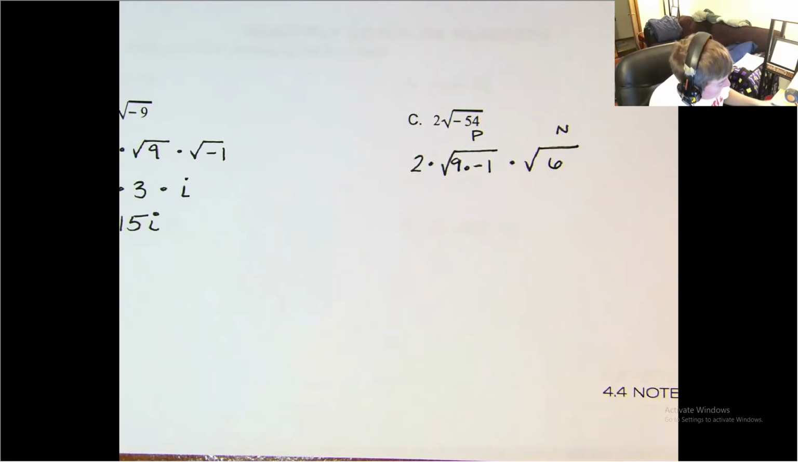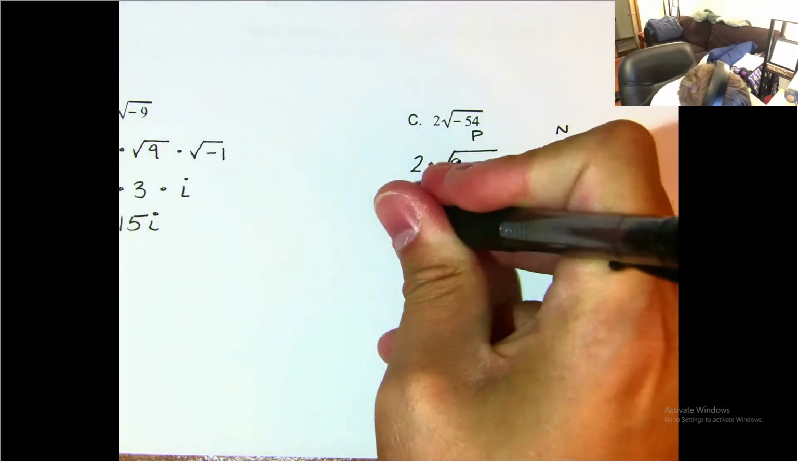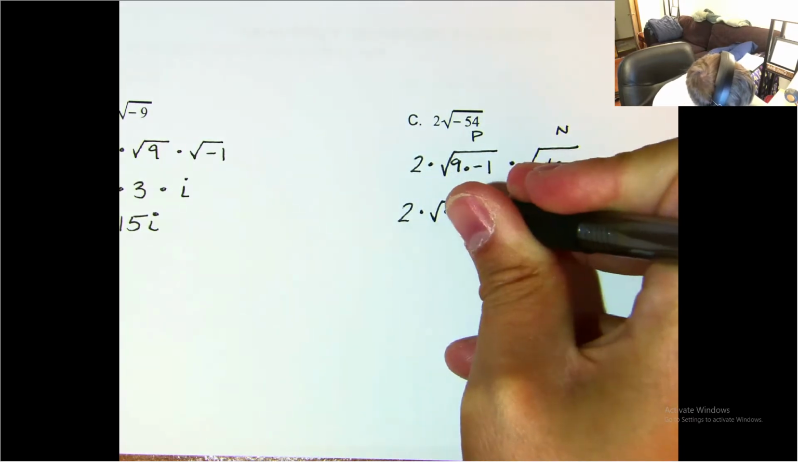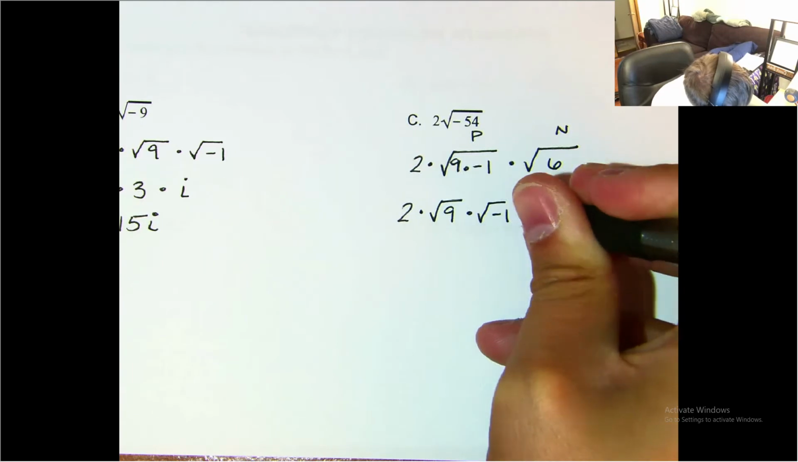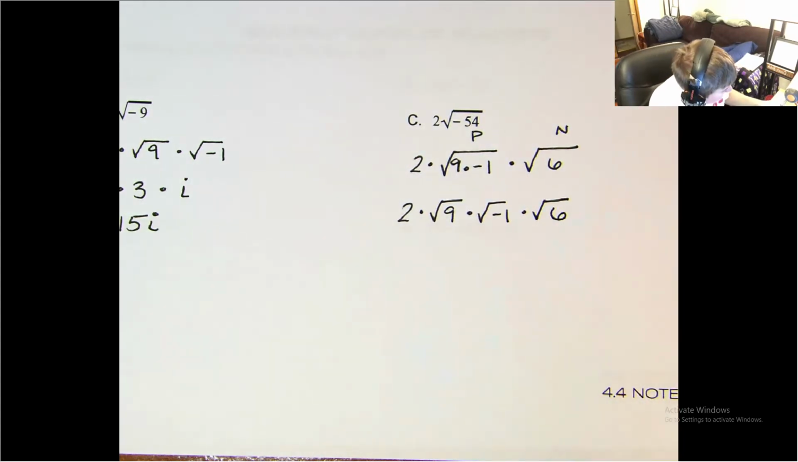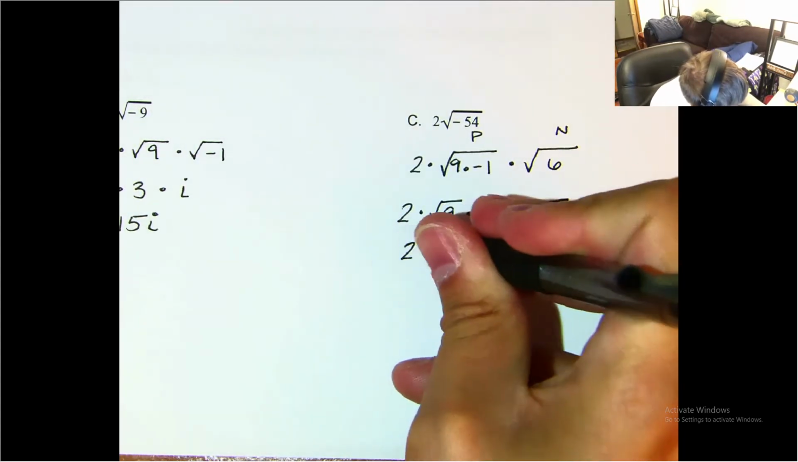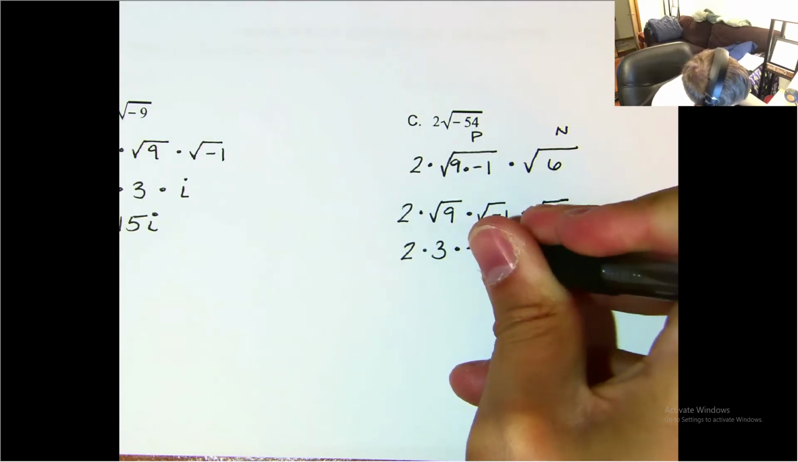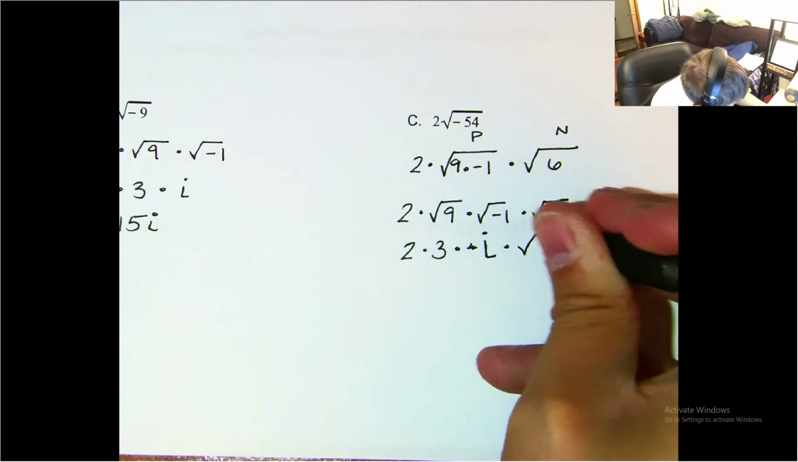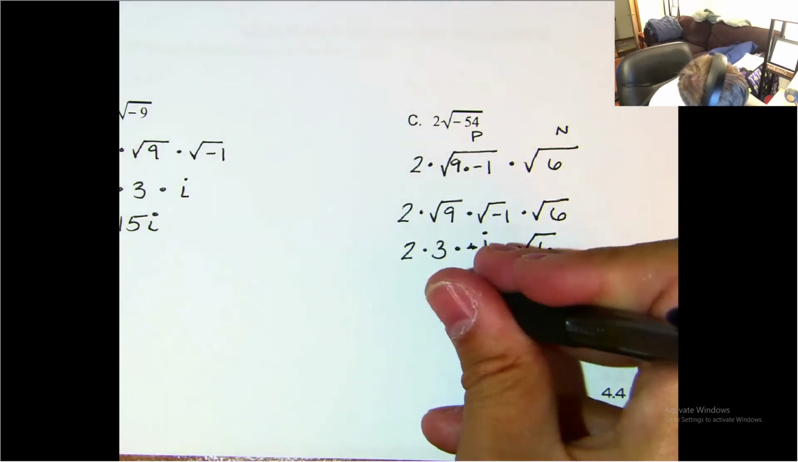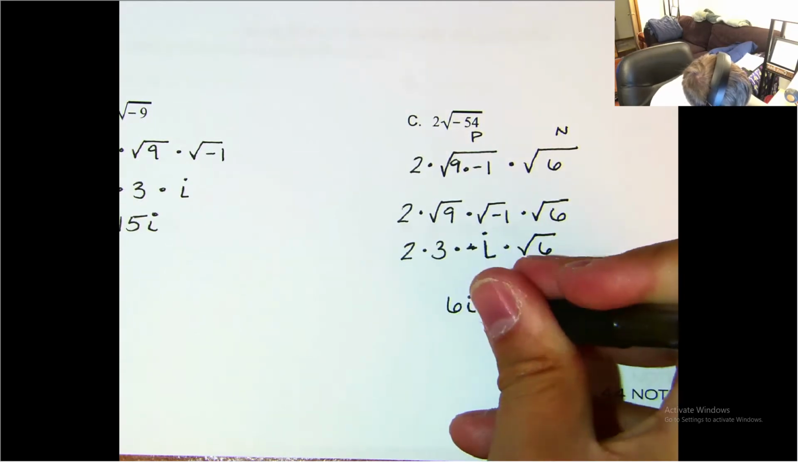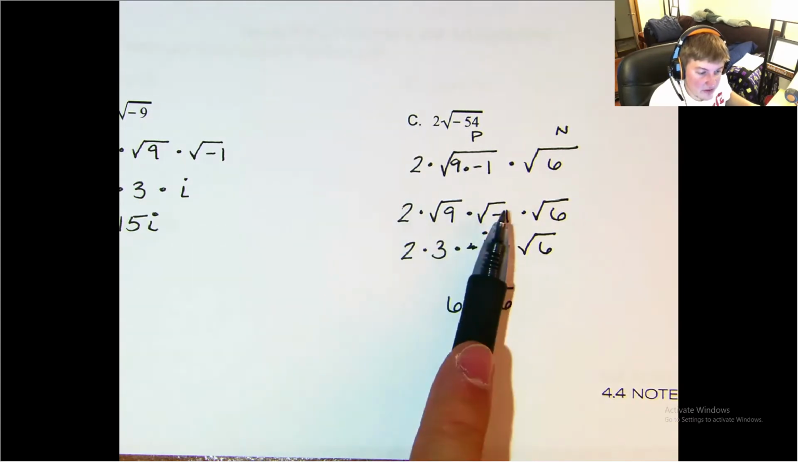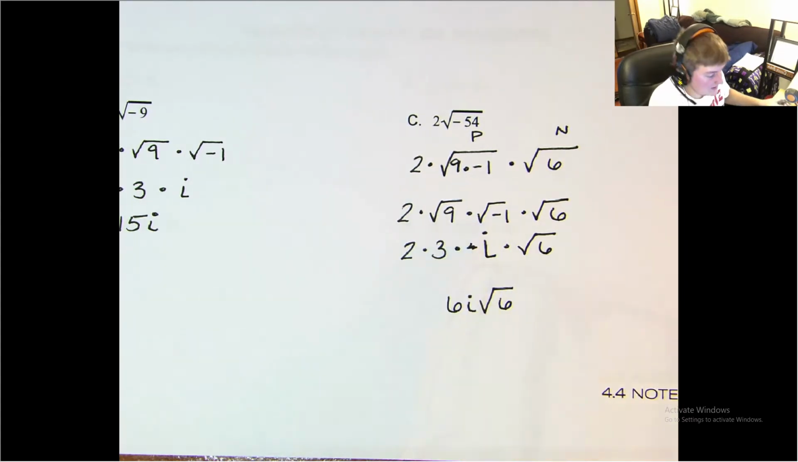Okay, so now that I have my perfect squares, I can go ahead and just rewrite that a little bit here and say this is square root of 9 times square root of negative 1 times square root of 6. So this is going to be 3 times, not negative 1, i, times the square root of 6. So this is going to be 3i square root of 6. Okay, almost wrote negative 1 there, but it is i. Square root of negative 1 is i.